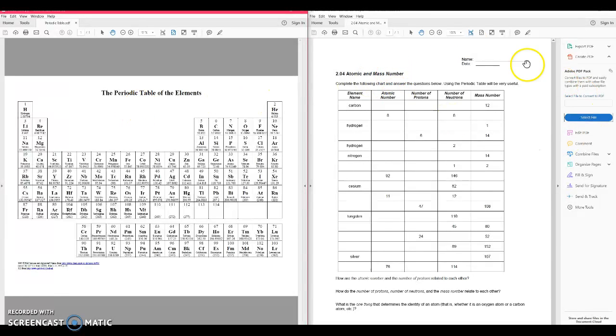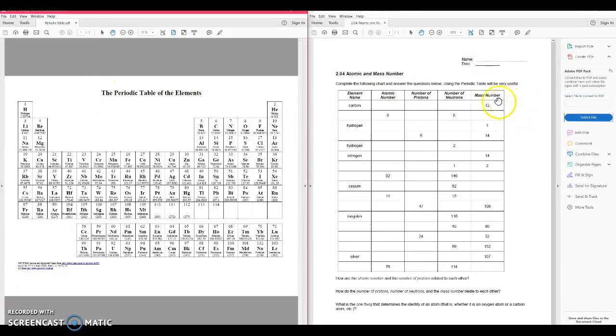What I have open for you today is the PDF worksheet here on the right and also our periodic table here on the left. I would suggest for our unit 2 to either print off this periodic table of elements or to save it somewhere handy on your computer. I have mine saved on my desktop, so I'm able to open it up and split my screen this way so I'm able to see the periodic table and also work on my worksheet.